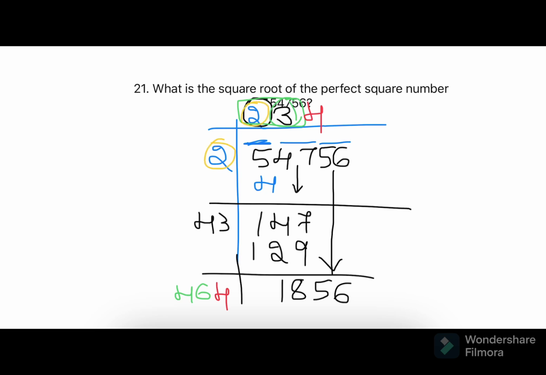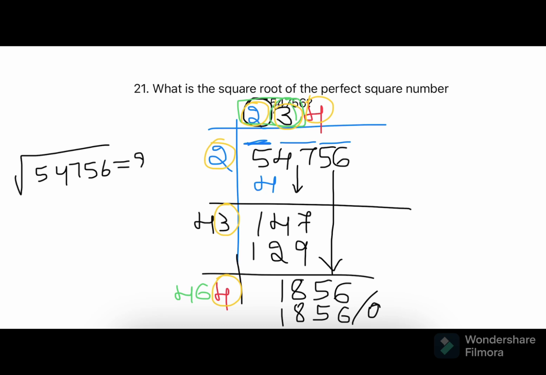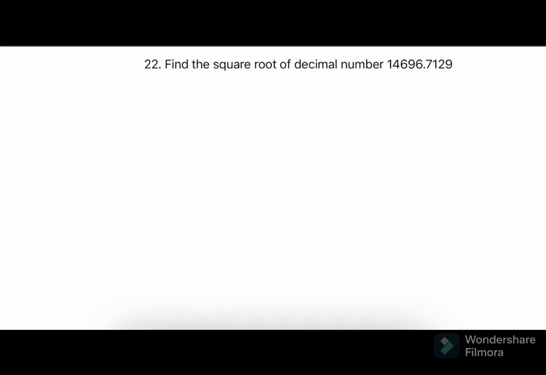As you can clearly see, the numbers are repeated. 2 is here, 2 is here. 3 is here, 3 is here. 4 is here and 4 is here. That is a speciality of the division method. And we get here 1856. The remainder is 0. So what is the square root of the perfect square number 54756? Therefore, the square root of 54756 is equal to 234. This is how we solve.